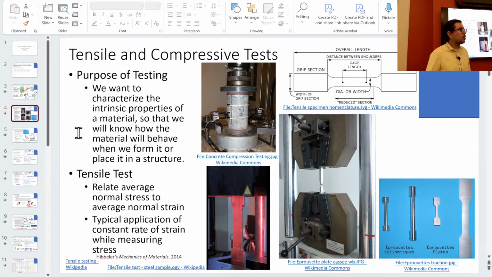When you do your lab, you're going to have an opportunity to put little tensile test specimens in the machine, and you're going to grip them and pull them apart. And you're going to hope that they fail in the central region.